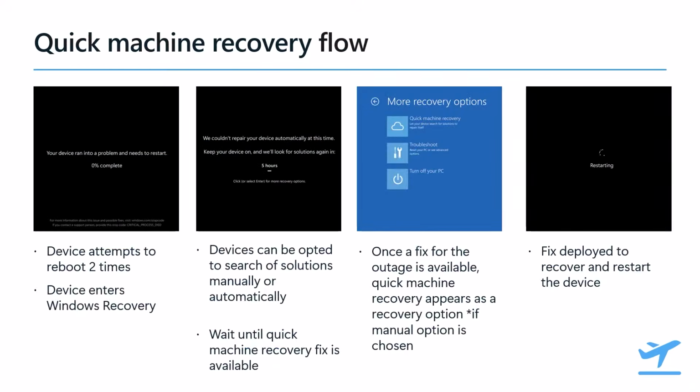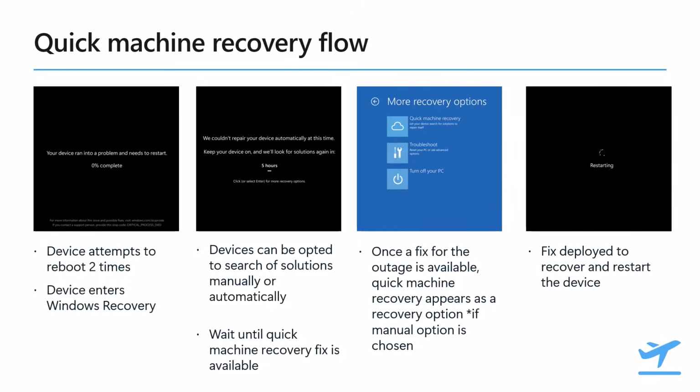I also want to give you a high-level overview of how the quick machine recovery flow looks on the client or on the device. When the boot critical issue happens, the device tries to reboot. The first screen that you see on the left here is the device trying to boot into the main OS. If the device attempts to reboot and it fails twice, that is when it enters Windows recovery.